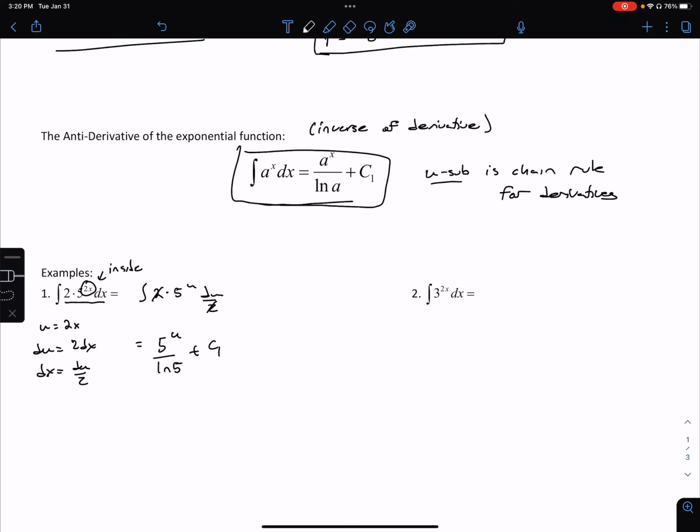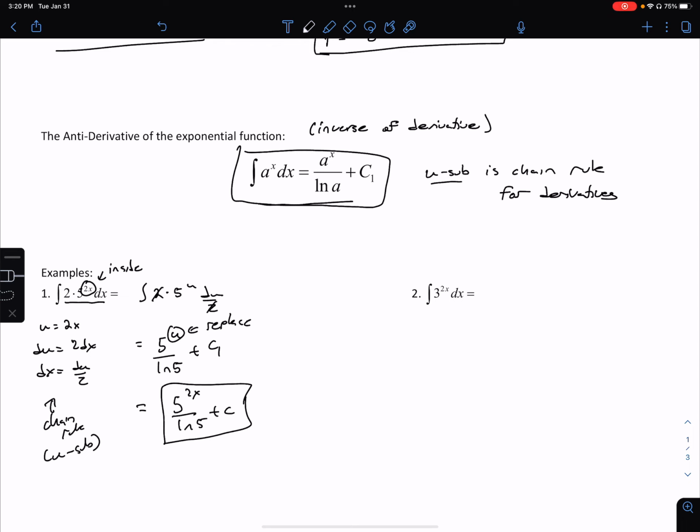Don't do anything else. There's no chain rule. This part right here, that is the chain rule. We just call it u substitution for antiderivatives. So all I have to do now is replace u. So we would get 5 to the 2x, since u was 2x, over the natural log of 5, plus your constant of integration. And there's our answer. Please don't do anything else to it. Sometimes people think, oh, I've got to multiply by 2, I've got to do the chain rule. We don't have to because the chain rule was taken care of in our u substitution. So go ahead and try number 2.